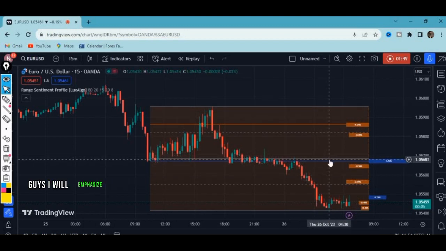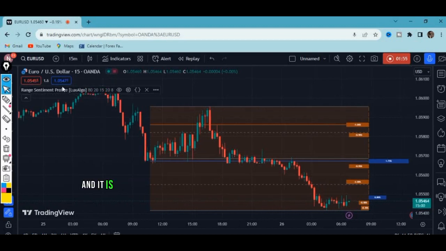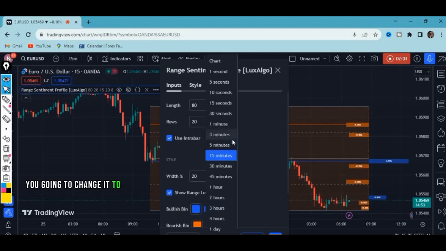So guys, I will emphasize something called the intrabar in this indicator, and it is under settings. So go directly on settings. You see this Use Intrabar. You're going to change it to any time frame you want. If you're using 1 hour, make sure you change to 1 hour. Make sure you change to 5 minutes if you want to use 5 minutes, because if you set the intrabar to 15 minutes and then go to the 5 minutes time frame, it won't work. So make sure you have set the intrabar according to the time frame you are using.